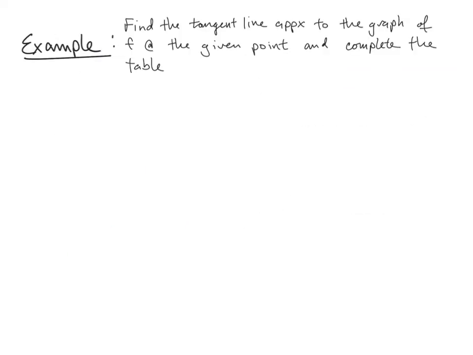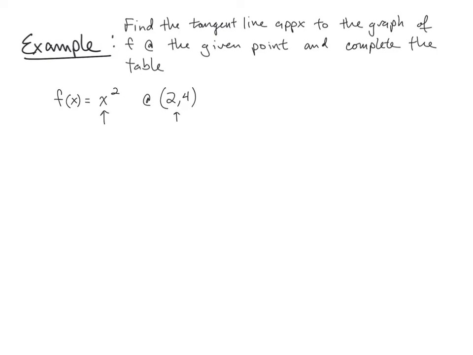For our first example to see how this works, we will find the tangent line approximation to the graph of f at the given point, and compute the table. So the table I'll get up here in a minute. The function I want to get up here first. We will have f of x equals x squared at the point 2, 4.